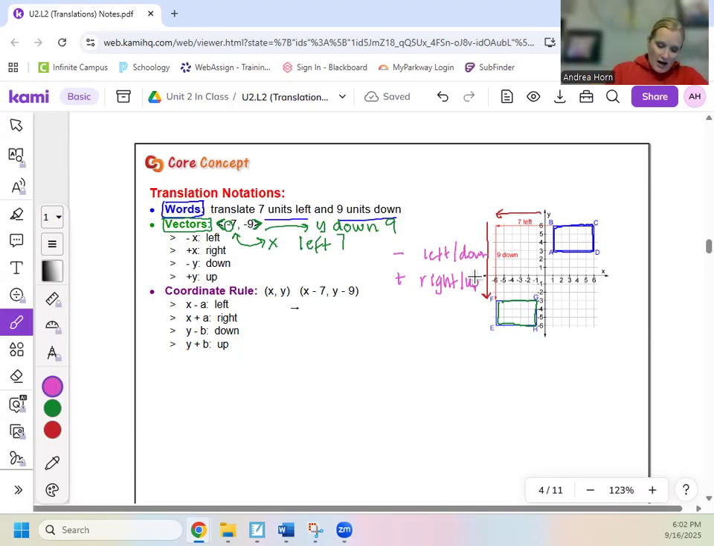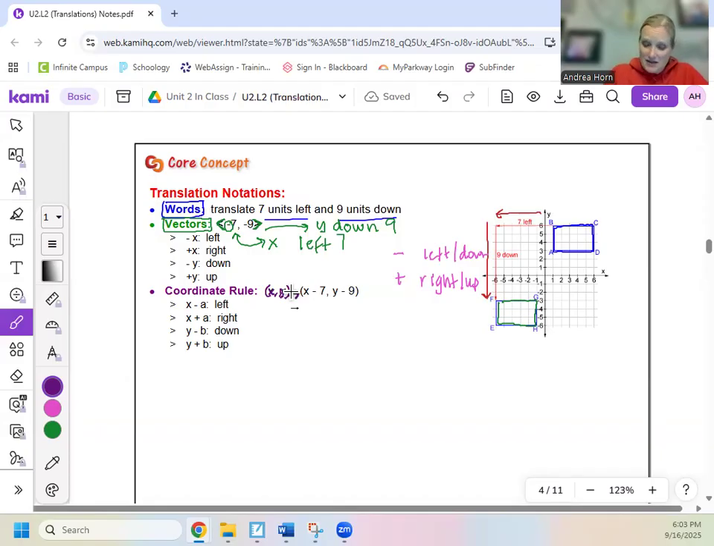Okay, our other option in order to write or communicate translations is what's called a coordinate rule. In a coordinate rule, we write X comma Y. So if I start with any point X, Y, then it's going to translate, and there should be a little arrow here. My arrow dropped down on my screen here. So it's going to translate to (x - 7, y - 9).